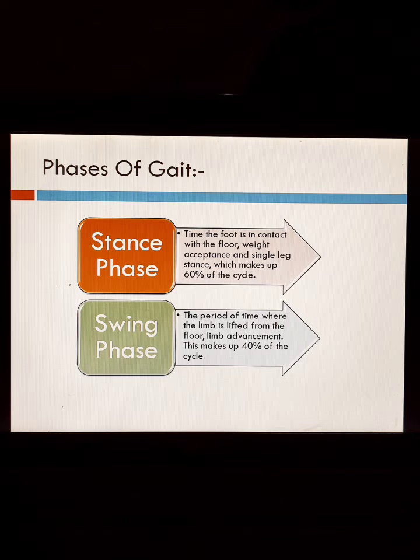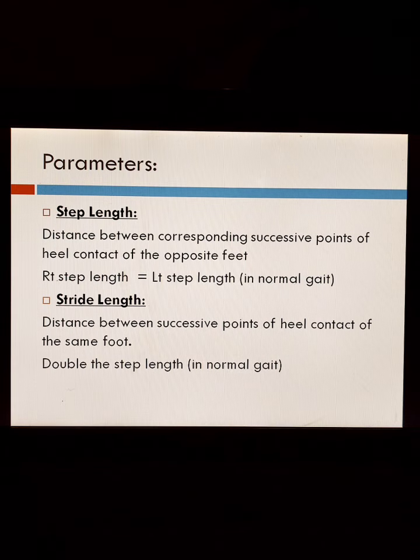We can also divide them in terms of support. So there are also two phases, single support and double support. In single support, only one limb is in contact with the floor, and in double support, both limbs are in contact with the floor. Coming towards the parameters of gait, there are several parameters like step length, stride length, walking base, cadence, velocity, toe out angle. I will be discussing them all one by one.